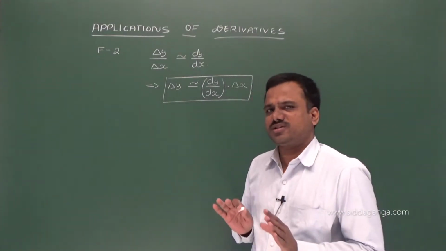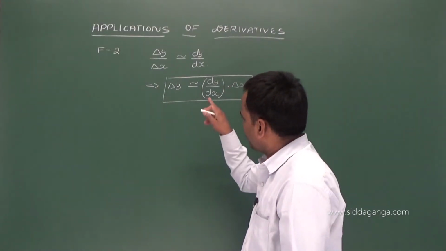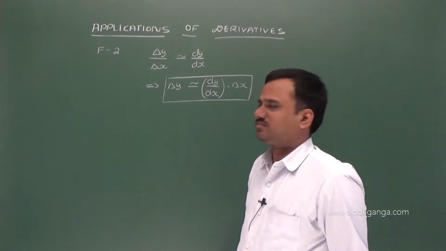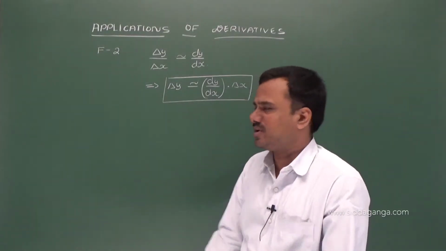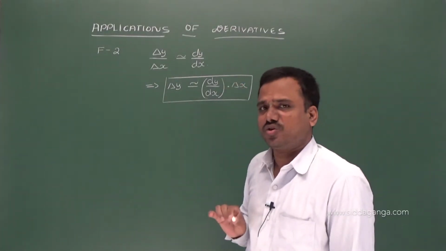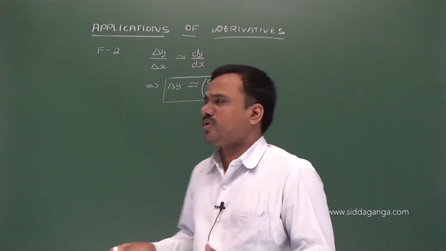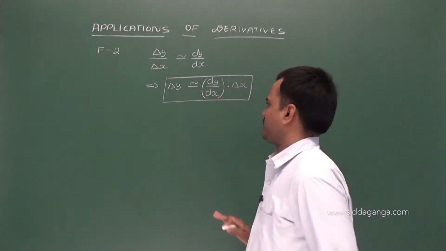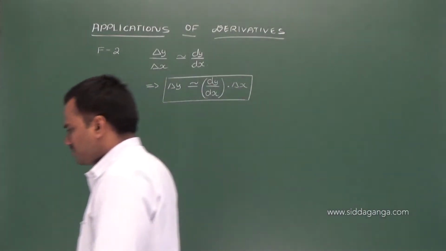So today we discuss the problems regarding this formula. Delta y means increment in y. Increment in y is always approximately equal to dy by dx into delta x. Okay, we take the problems.